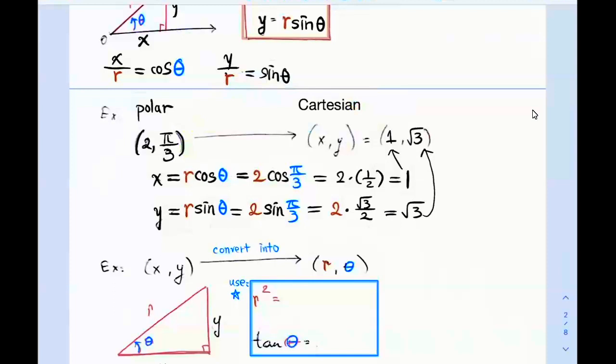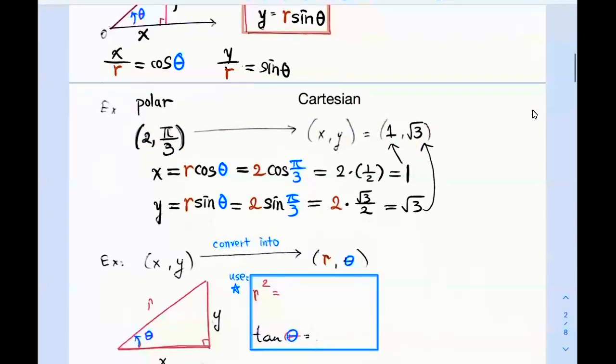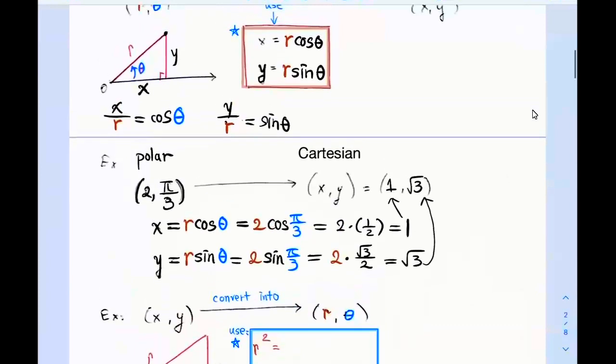So in Cartesian coordinates, this point will be the same point as this one. The polar coordinate at this point will be this, then in Cartesian coordinates it will be this. So keep that in mind when you try to convert polar to Cartesian. You use these two formulas, right? These two equations.